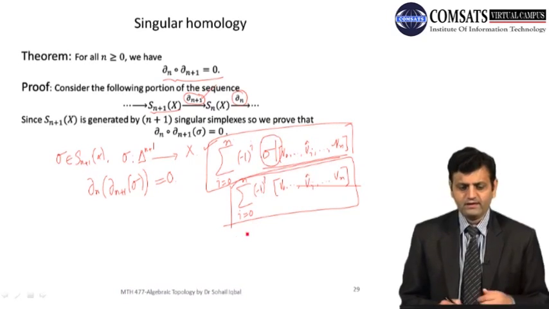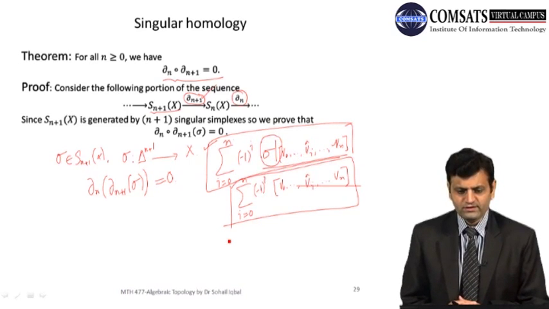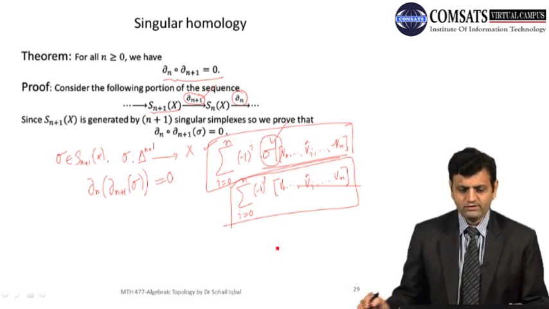And if you look at the proof of this result for simplicial homology, then you will realize that it's just a matter of writing down sigma restricted to this, and the rest of the steps will follow the same.